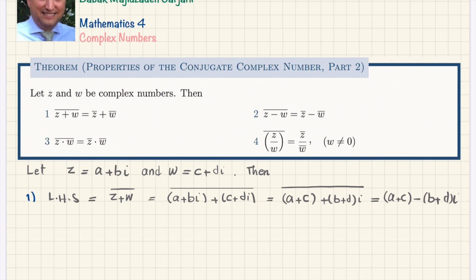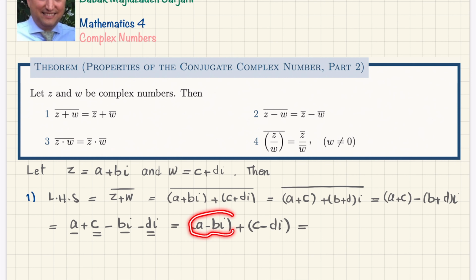But now I can distribute it again, so this becomes a plus c, and then I multiply the negative sign inside, so it becomes minus bi minus di. And then I recollect them. I collect this one with this one, and these two together. So then it becomes a minus bi, and then plus c minus di. Now if I ask you what do you see here, it's clear, yes? This is z bar.